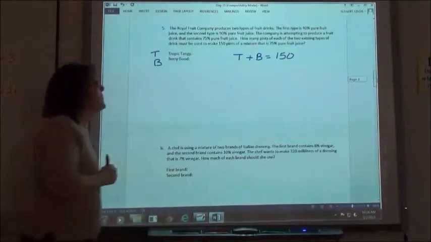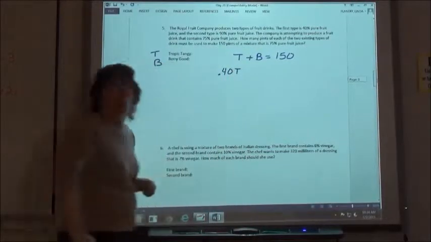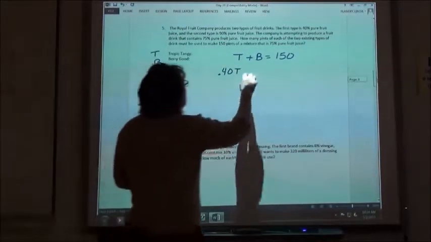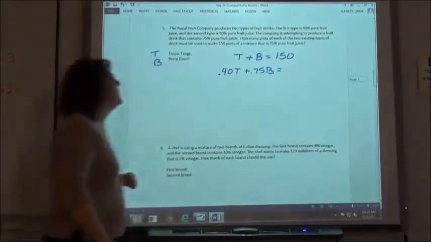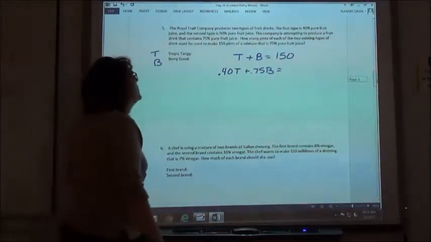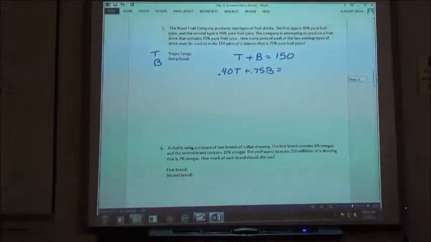Okay, 0.40 T, or you could just use 0.4. It's the same thing as 0.40. Plus 0.75 B equals 150, right? No? No, equals, I don't know. How did we get that number before? How did we get the 78, I think it was, on the previous problem?